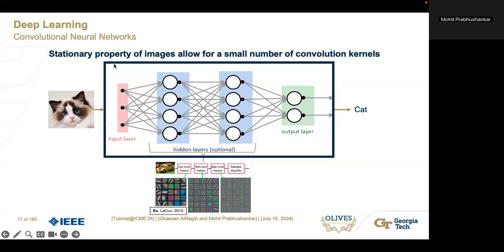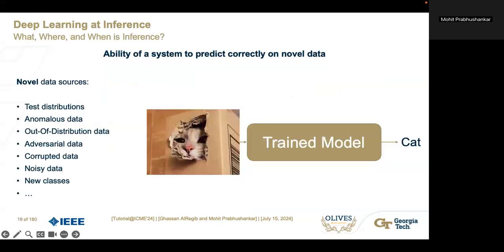So instead of a bunch of neurons for every single pixel, it'll be a bunch of convolution kernels at every single patch. And that is how we start modifying this in a patch-wise fashion. So now that we have a very basic grasp of neural networks, let's ask ourselves, what is inference?